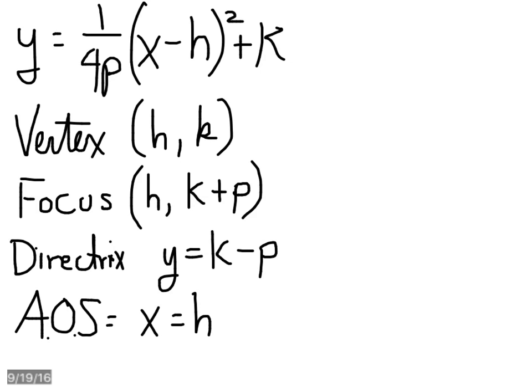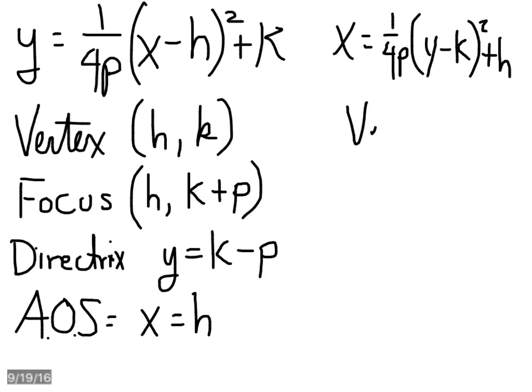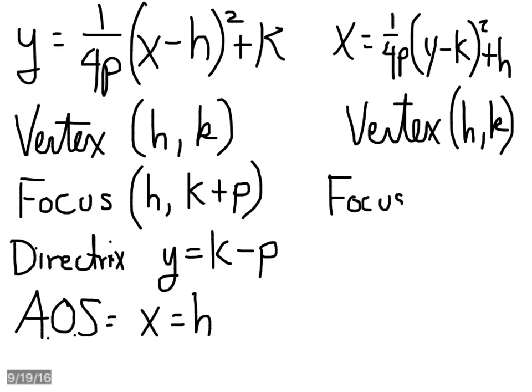Now on the other hand, what if it's x equals y minus k squared plus h? The vertex is still (h, k). That has not changed. Just identify where the h and the k are at for this problem. When it's x equals, the h is on the outside and the k is on the inside. When it's y equals, the h is on the inside and the k is on the outside. So be careful. The focus this time is going to be h plus whatever the p is.